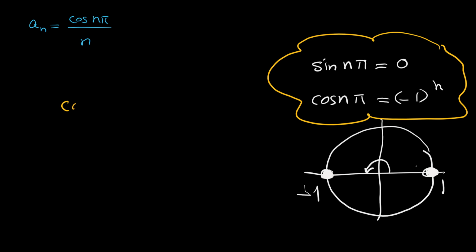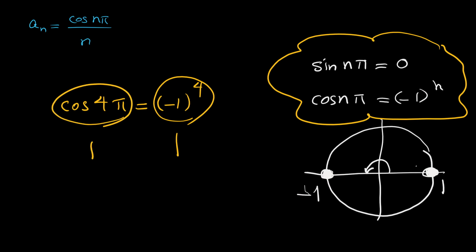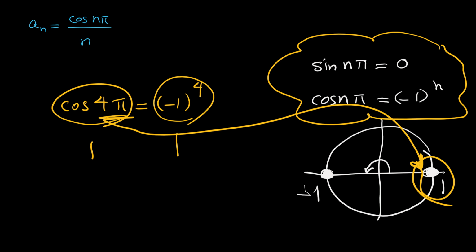For example, let's check this. Cosine of 4 pi should be equal to -1 to the 4. Is this right? Yes, this is 1. This is also 1, because 4 pi is basically here. And as you can see, its value is 1.